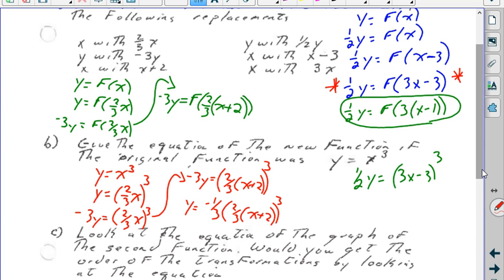So what we want to do is, what do we do if we do the stretches first and then the move afterwards? And that's where we get this from. And we'll talk more about that tomorrow.